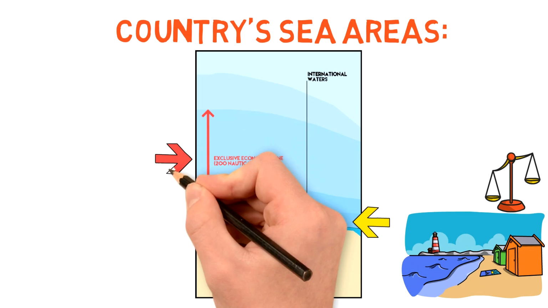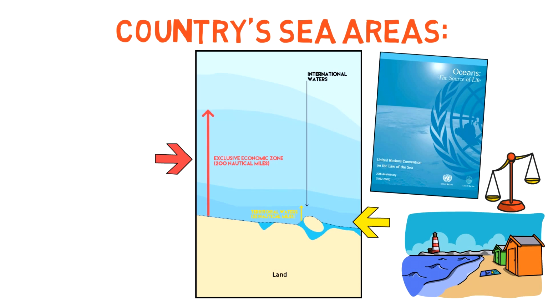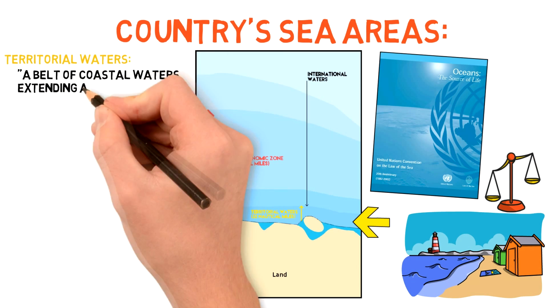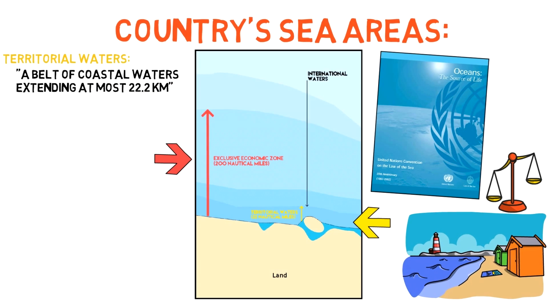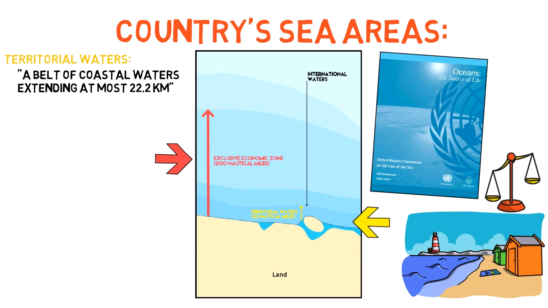The territorial sea is, as defined by the 1982 United Nations Convention on the Law of the Sea, a belt of coastal waters extending at most 12 nautical miles, which equal 22.2 kilometers. This area belongs entirely to that country and would function, if desired, as a hard border, where external ships and airplanes are forbidden to pass through without permission of the owner country.